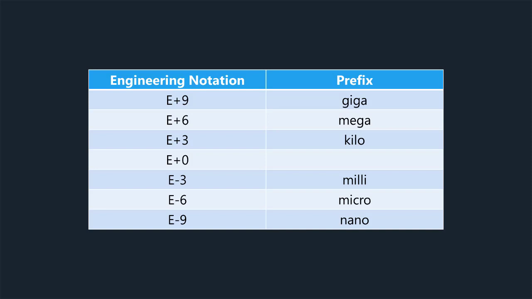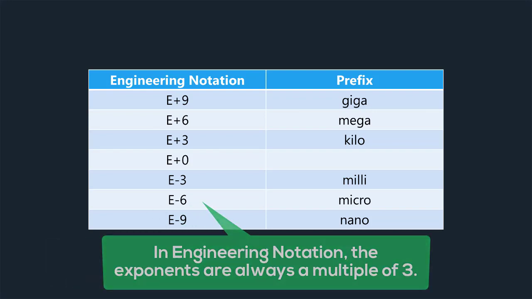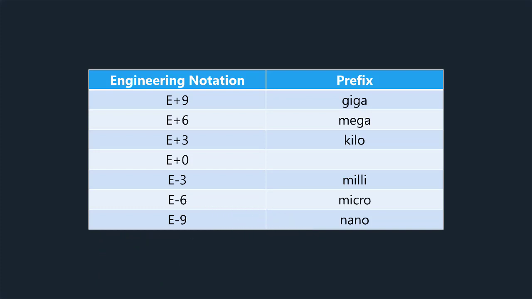Engineering notation is a way of expressing either very large or very small numbers in a very readable way using exponential notation. Engineering notation allows us to quickly determine whether the prefix on a unit is milli, micro, nano, kilo, mega, giga, or so on.